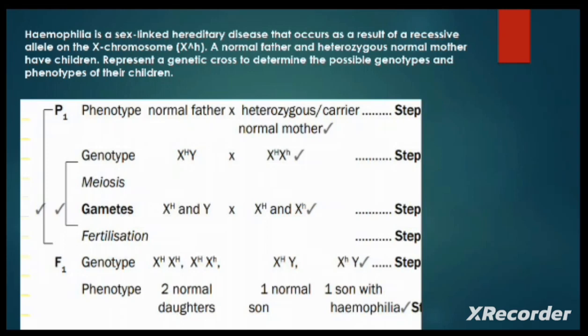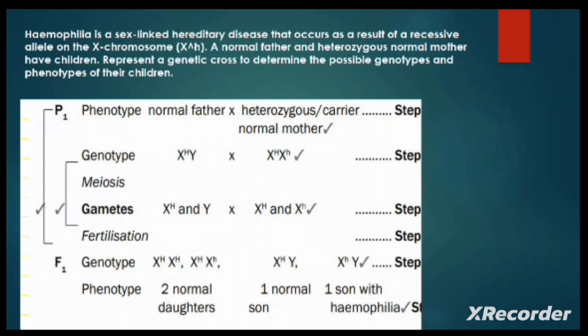So what are the phenotypes of these children? The first genotype is X capital letter H, X capital letter H. That is a normal daughter, right? And then we have another one, X capital letter H and X small letter h. That is a normal daughter again, but she's a carrier as well. She carries the disease with her. And then we have X capital letter H and then Y. That is a normal son. And we have X small letter h and then Y. So that is an affected son.